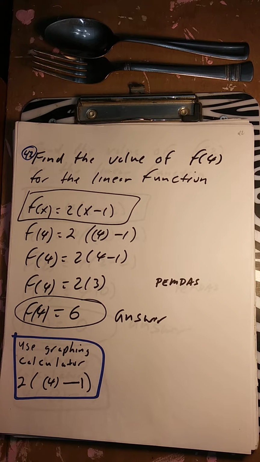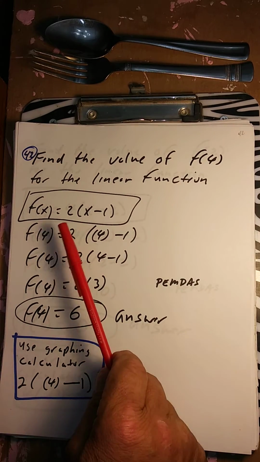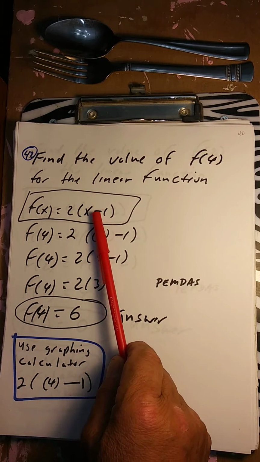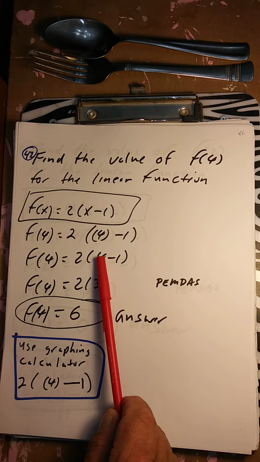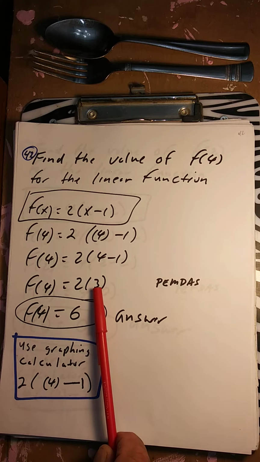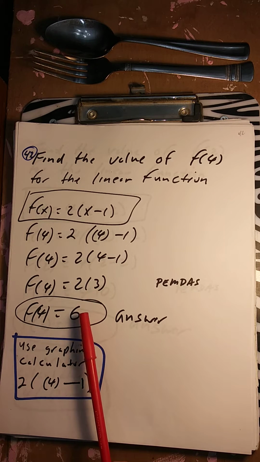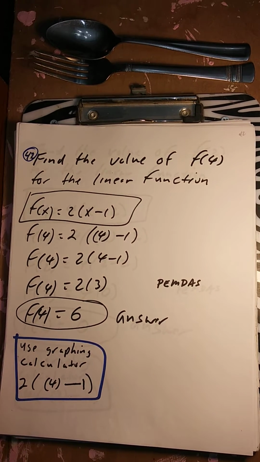Find the value of f of 4 for the linear function. F of x equals 2 parentheses x minus 1. Put it in there, 4. So if we take parentheses off, 4 minus 1 is 3, and 2 times 3 is what? 6. So f of 4 is going to be 6. Again, you can use the graphing calculator if you want to.